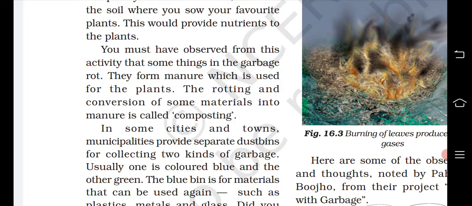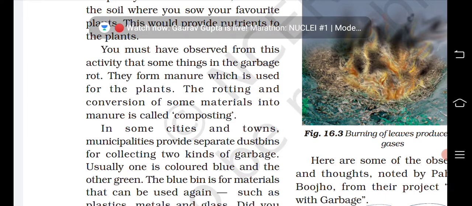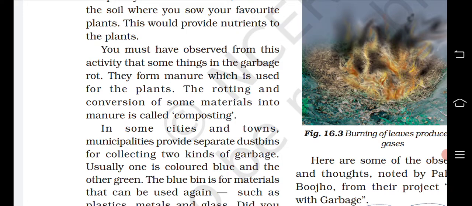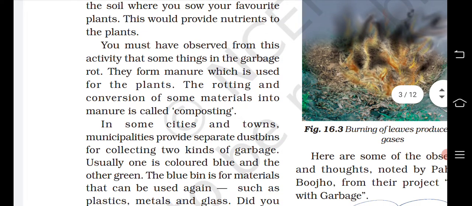Now, we already know that some useful components like vegetable peels and rotting foods, this type of garbage we can use to make compost. They form manure which is used for the plants. So, the rotting and conversion of some materials into manure is called composting.